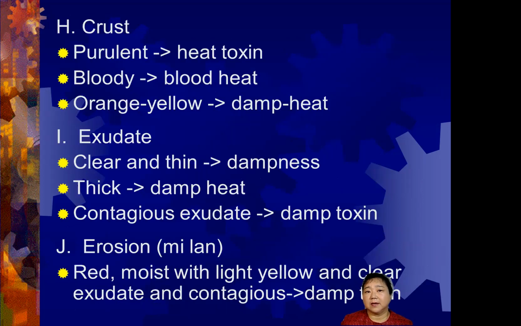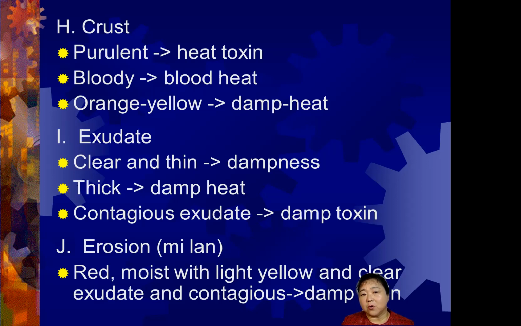Now, crust. Purulent crust is due to heat toxin. Bloody crust is due to blood heat. Orange, yellowish crust is due to damp heat. Exudate. Clear and thin exudate relate to dampness. Thick exudate often relate to damp heat. Contagious exudate is due to damp toxin.